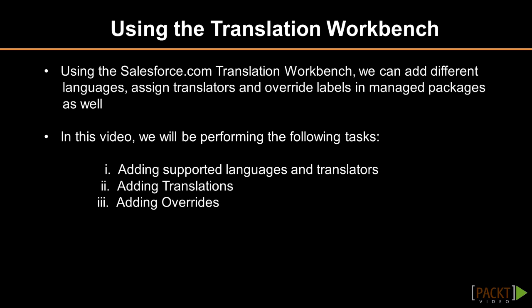For this example, we're going to perform the following tasks. First is to enable the translation workbench, create a supported language, and then add translators to that supported language. Next would be to add translations for the different components in our system. And lastly would be to create an override for any label under a managed package or app installed in the system. So for this example, we're going to start in the setup menu.